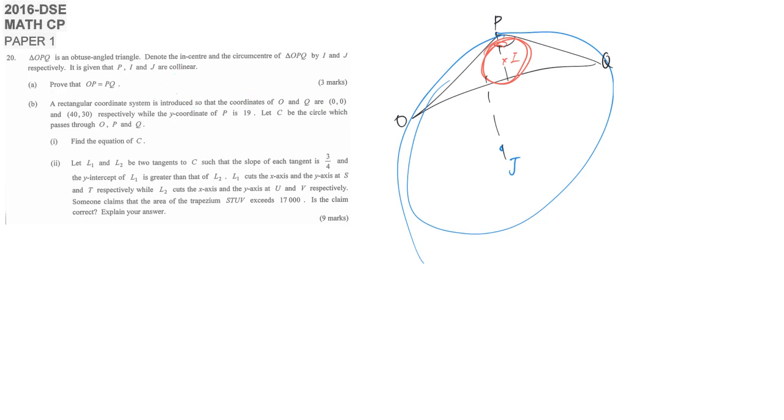Before that, just like what I mentioned, this is the angle bisector because it is the incenter I. So angle OPI and angle QPI are the same. They are symmetric. Second thing is about the circumcenter. Circumcenter is on the perpendicular bisector of the side. And one more thing is about the incenter. I to this edge, this is the radius. Radius and the tangent are perpendicular. So we know that they are perpendicular.